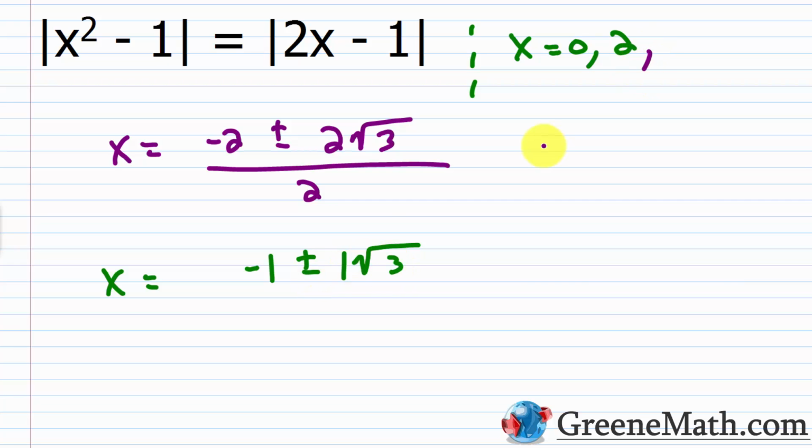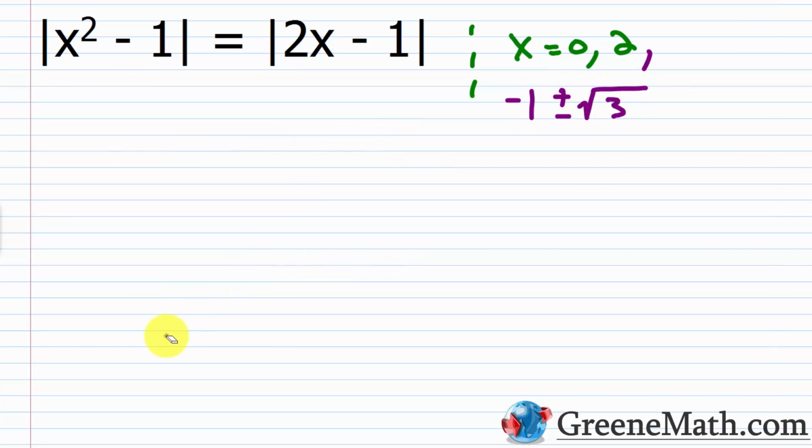Okay, so my other two solutions would be -1 plus or minus the square root of 3. So those are my 4 solutions. X could be 0, x could be 2, x could be -1 plus square root of 3, or x could be -1 minus the square root of 3.